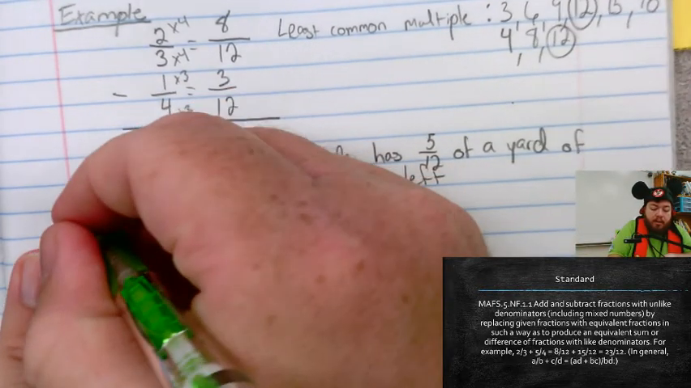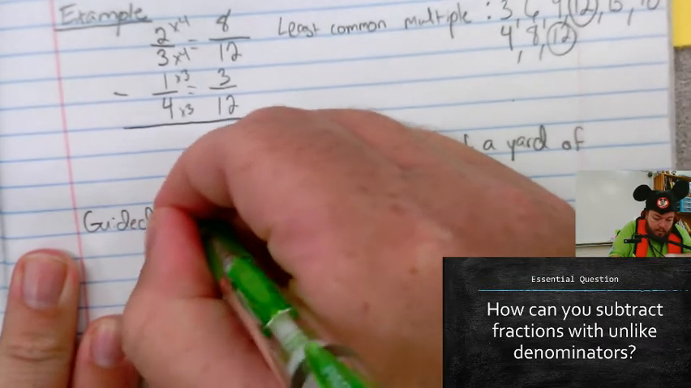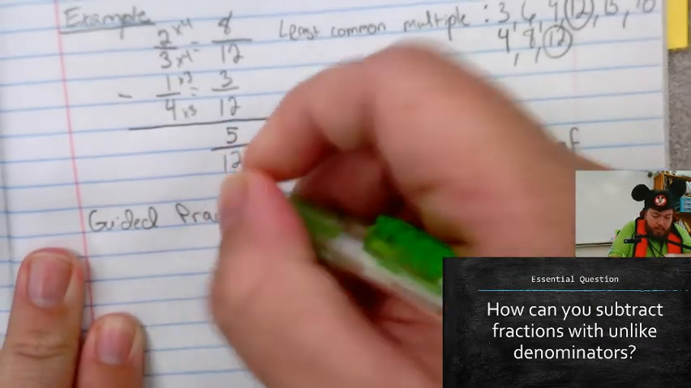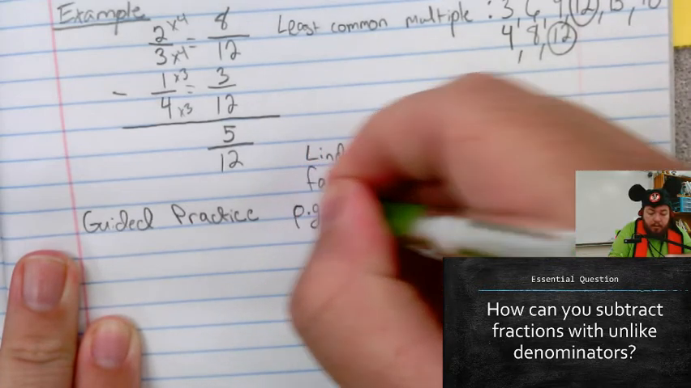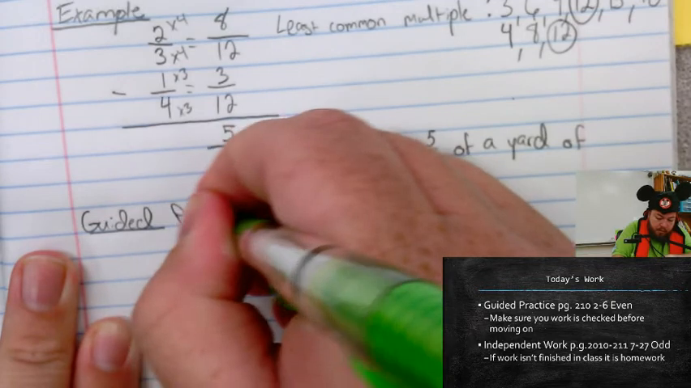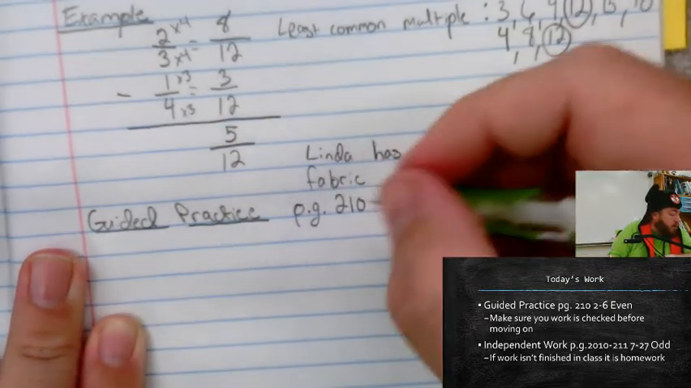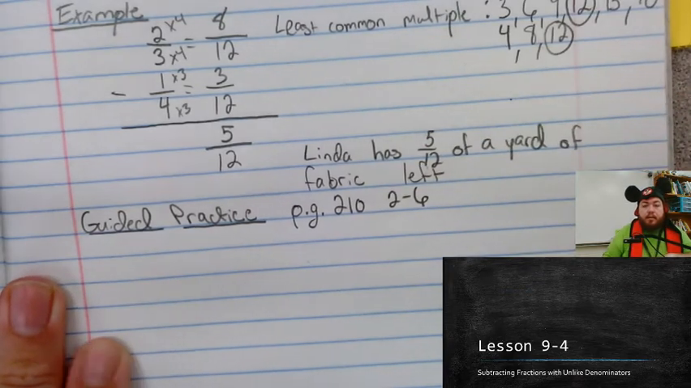So let's go ahead and write down our guided practice. It's going to be on page 210, and it's going to be 2 through 6. Make sure you get that checked.